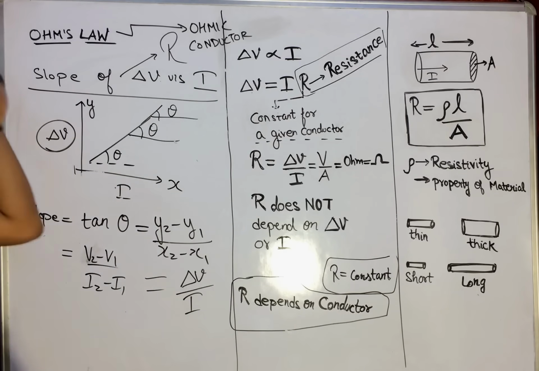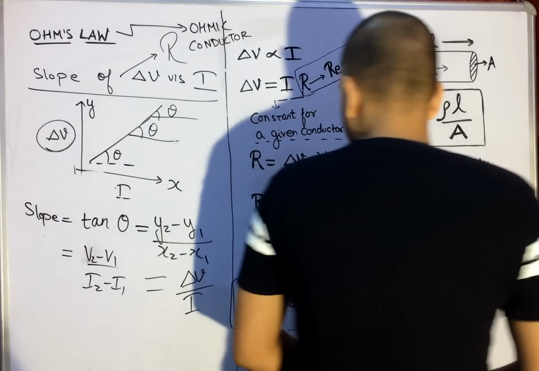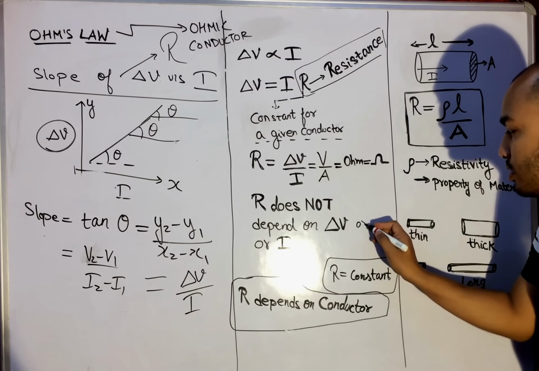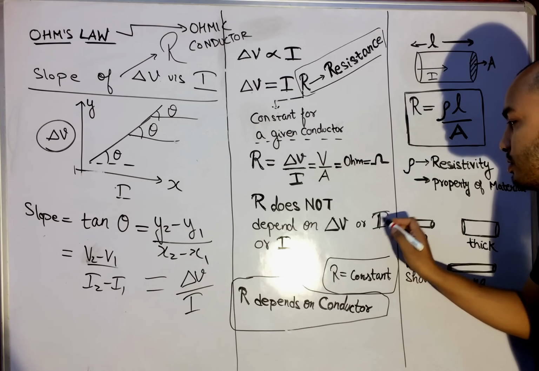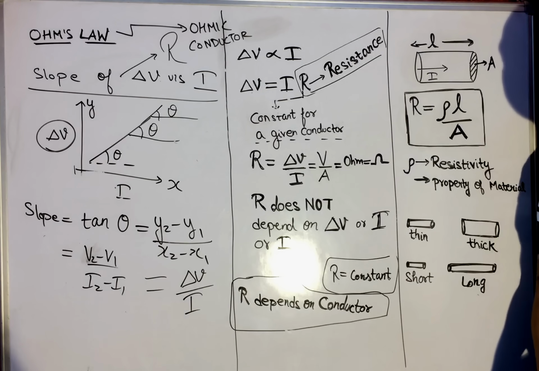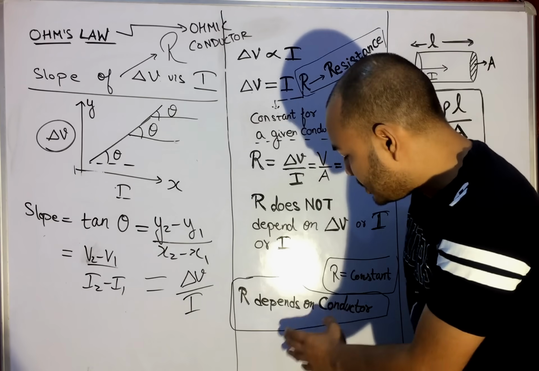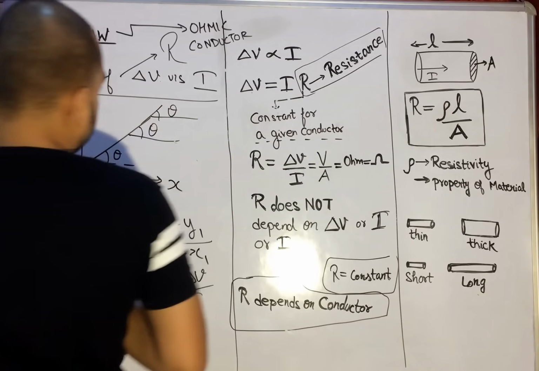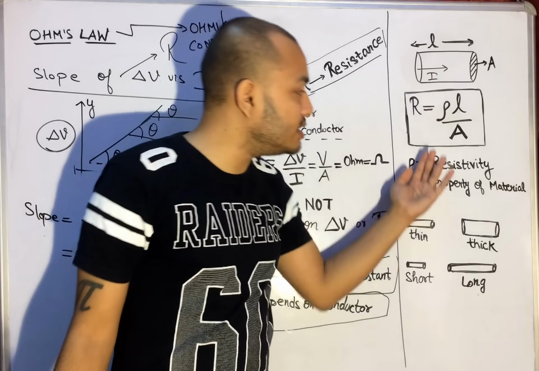But coming back to the point, resistance does not depend on delta V or I. So resistance depends only on the conductor. What is resistance? Constant for a conductor. And this is how resistance depends.